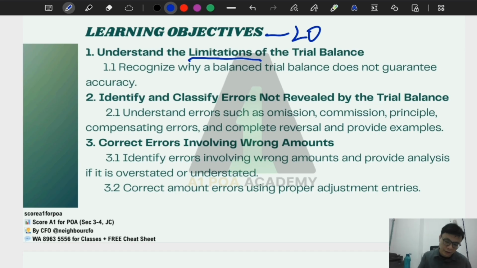So the keyword here is balance, right? And the why. A balanced trial balance, whereby the debit side equals the credit side, does not necessarily guarantee accuracy. This is where a lot of students fall into the trap or the impression that once my TB balances, I don't need to go and check.